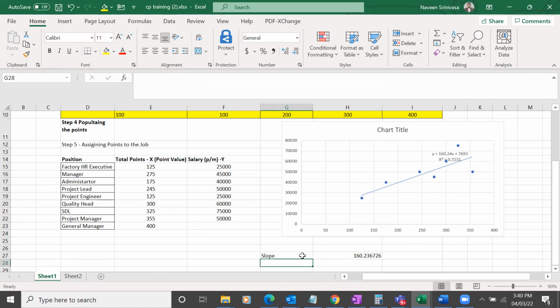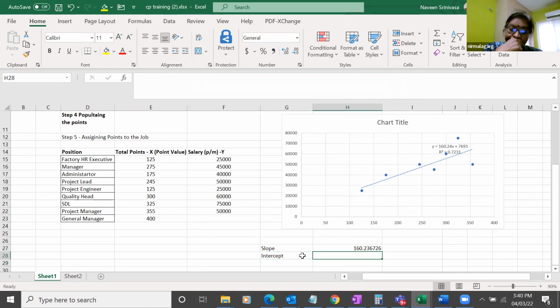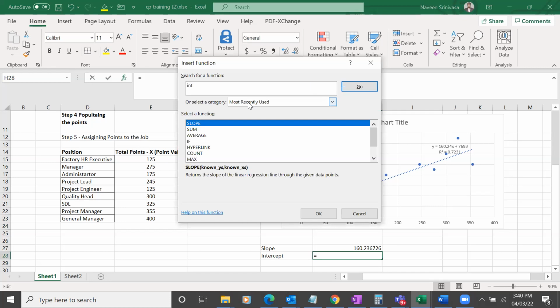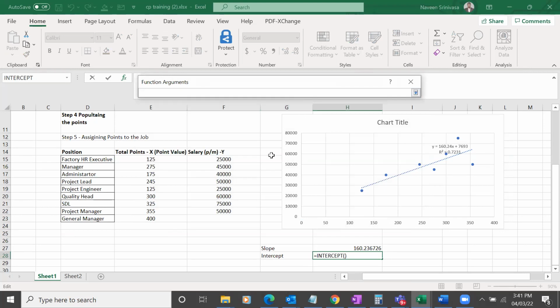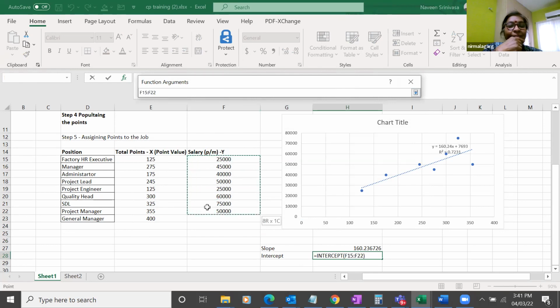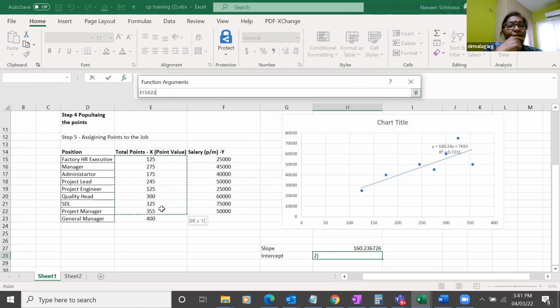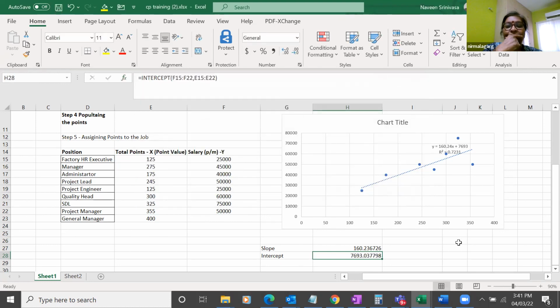Now calculate intercept. Can you do it on your own now? Yes, ma'am. Formula, intercept. Known Ys, till 75, from 25 to 50,000, correct. Now X, 125. Great, good job. Is it tallying with that? Yes, ma'am. Great. This is the intercept value.